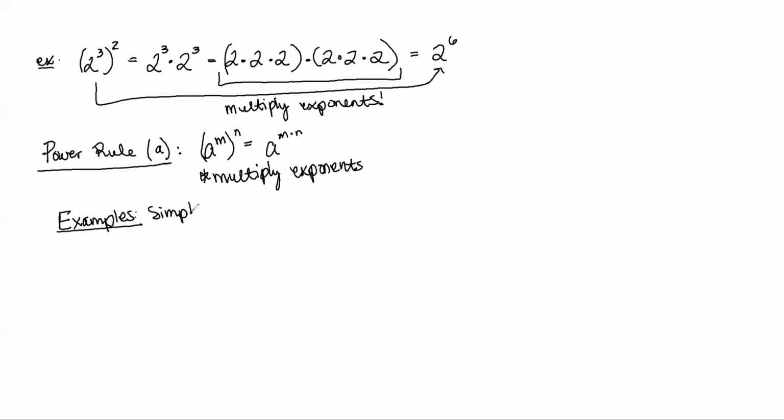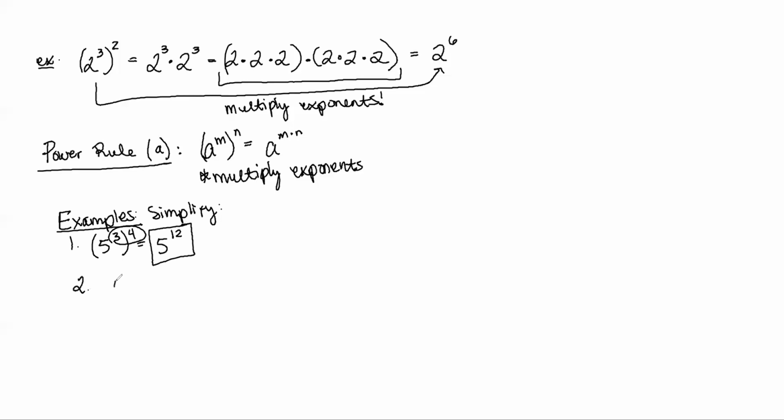Again, we want to simplify. So number 1, we're given 5 cubed to the 4th power. So with this one, again, we want to multiply our exponents because we only have one base here. So we get 5 to the 12. And 12 is a big exponent, especially put on a 5, so we're not going to multiply that one out because the number would get really big really fast.